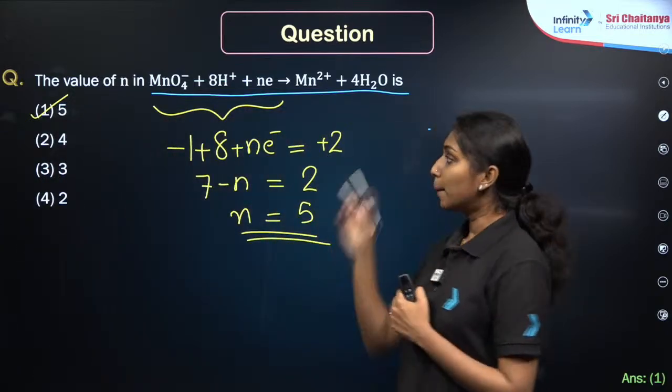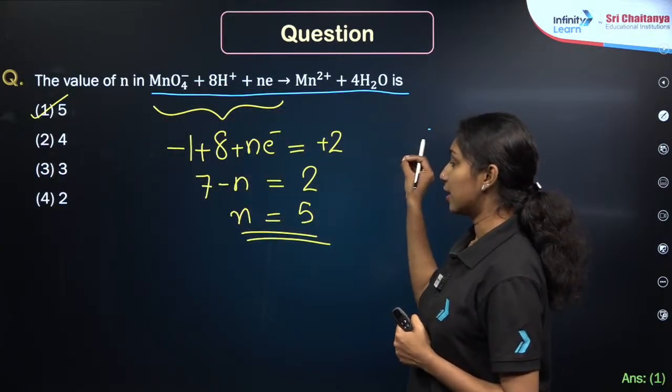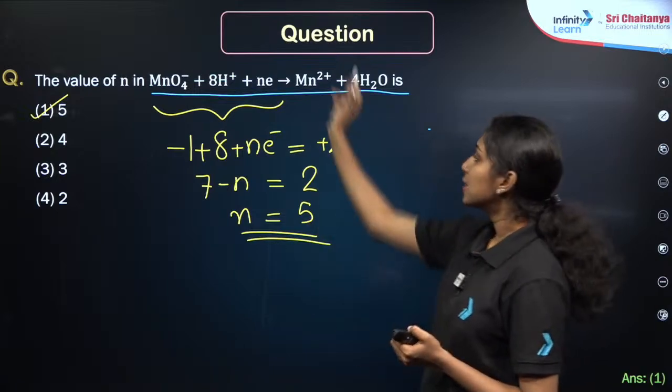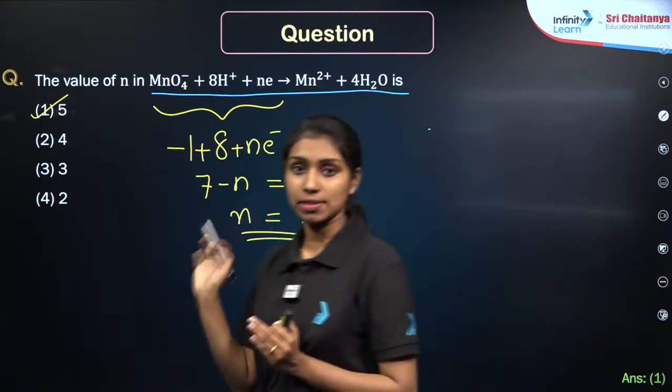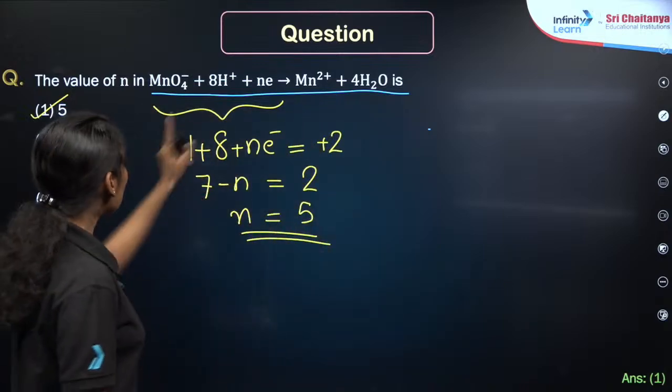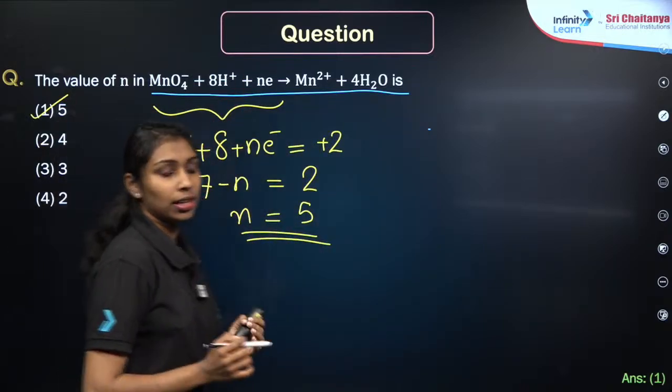Otherwise, you can do the complete balancing of the reaction using the half electron method. This will be the oxidation half of the reaction. You have to just balance the oxidation half of this reaction. You will get the answer of n is equal to 5. Clear?